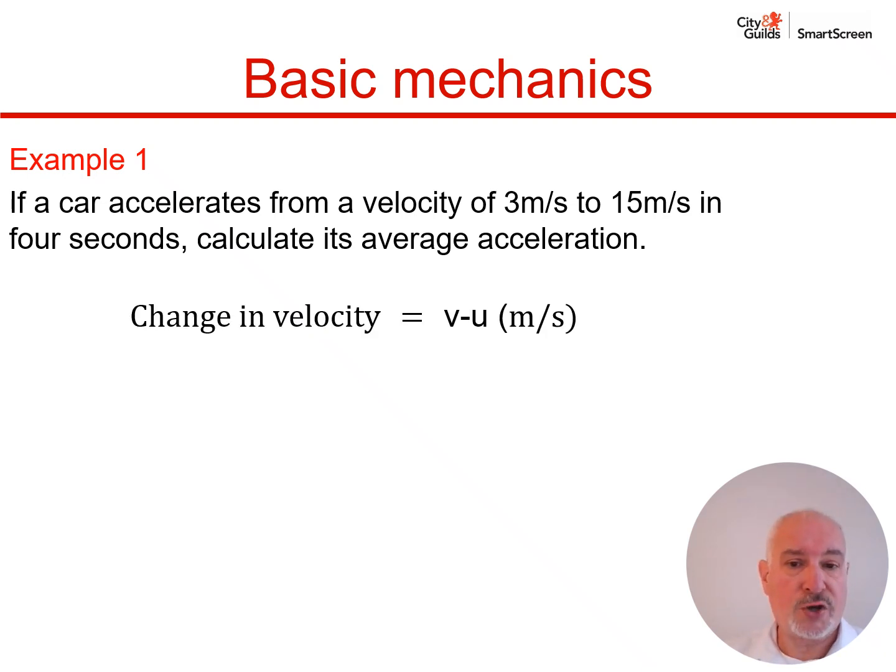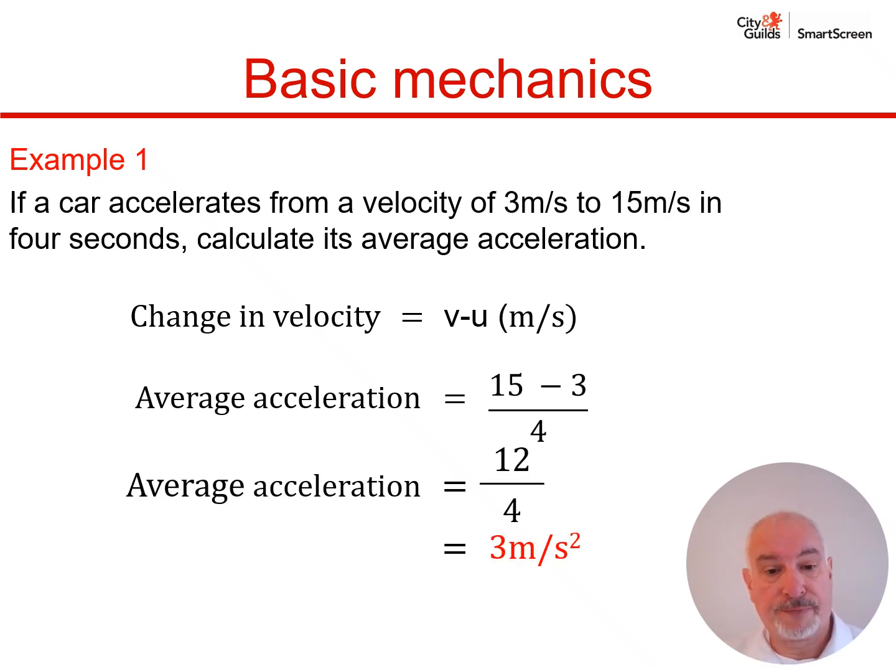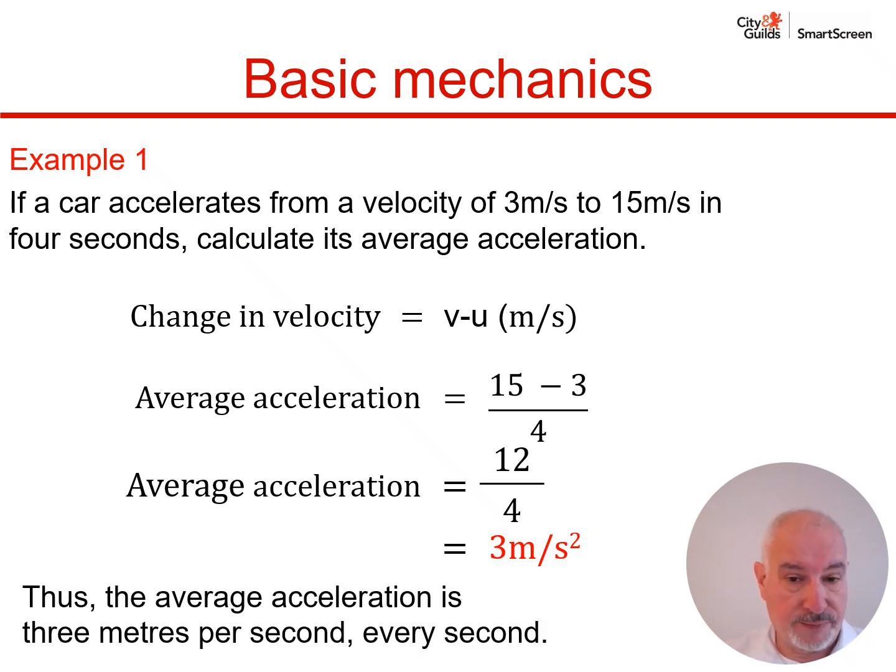So our first thing to do is to work out what is the change in velocity. So the change in velocity would be the 15 meters per second minus 3 meters per second, and that would give us the change in velocity, which would be 12. And we put that over the time, which is 4 seconds. So we've got 15 minus 3 at the top over 4. So that's 12 over 4. That means that the average acceleration is 3 meters per second squared. So the average acceleration is 3 meters per second every second. That's what meters per second squared means. 3 meters per second per second.